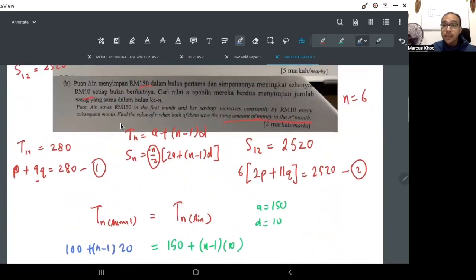But again, understanding this question is not asking for Sn. This question is asking for Tn. So it's a very important thing that we remember this.